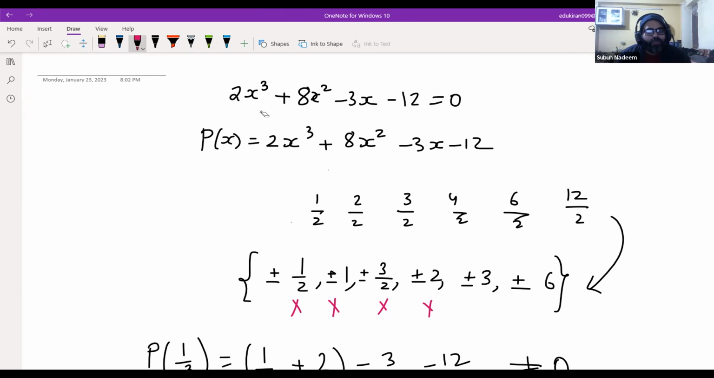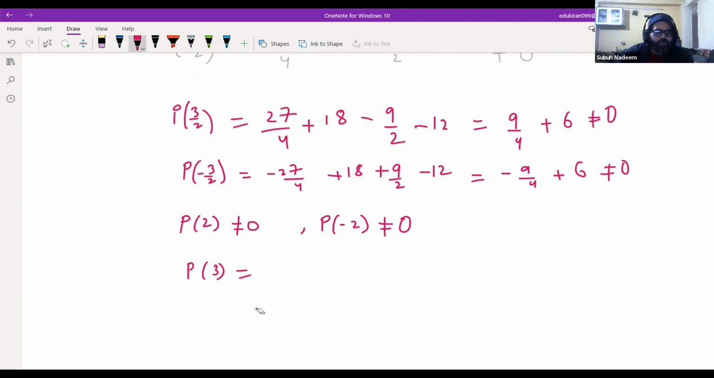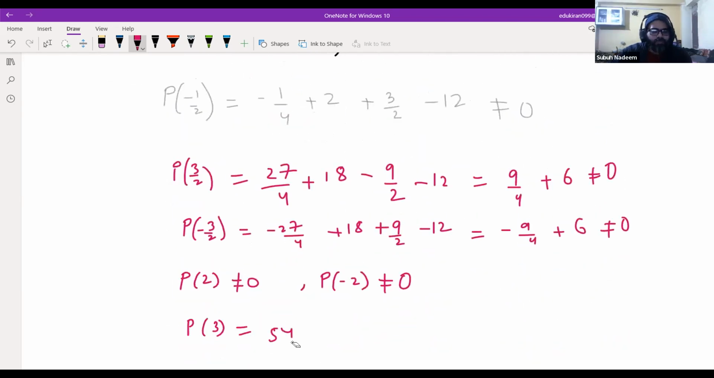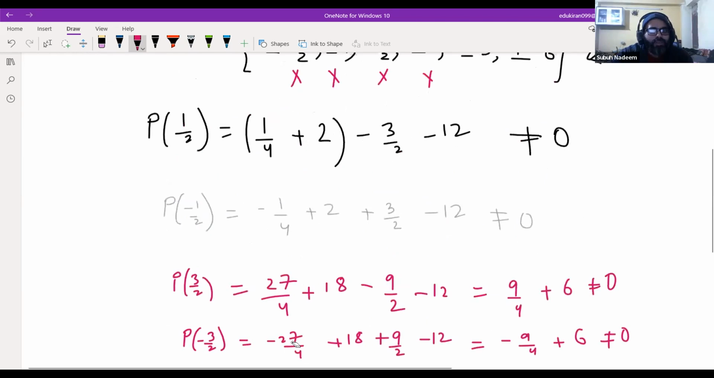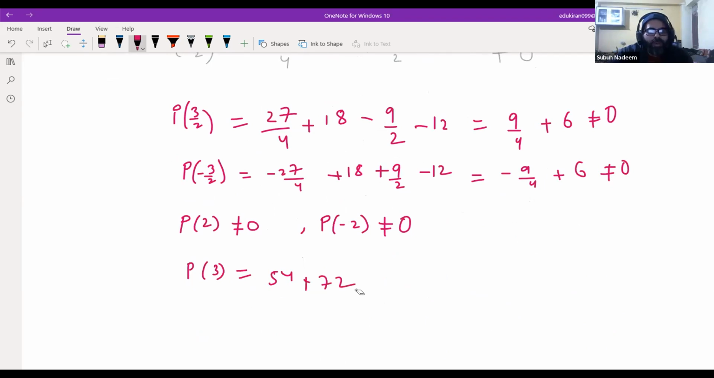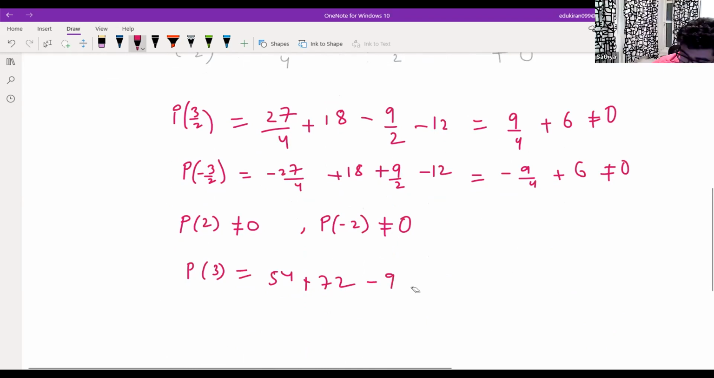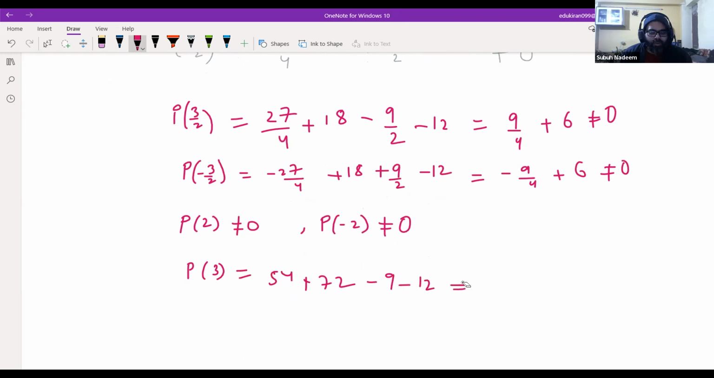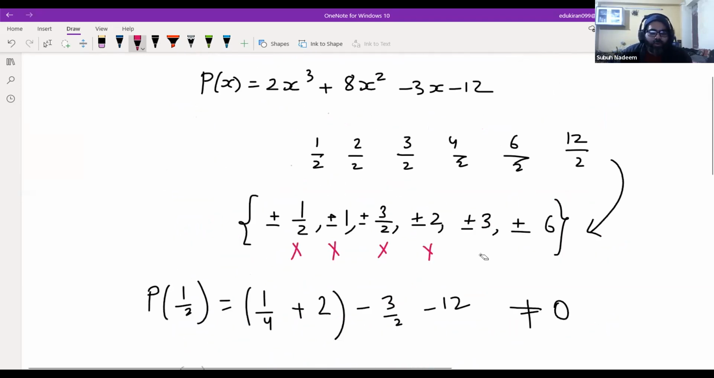Let us check for 3. So 2 into 3 cube, 27, 54. Then it will be minus 9 minus 12. This is definitely not it, because minus 9 minus 12 will not be equal to 0. And P of minus 3 is equal to minus 54 plus 72 plus 9 minus 12. That will also not be equal to 0. Okay, so the last option is 6.